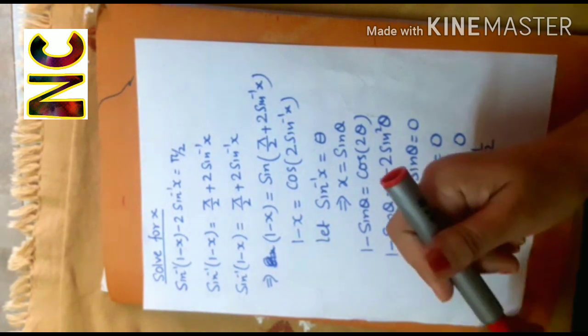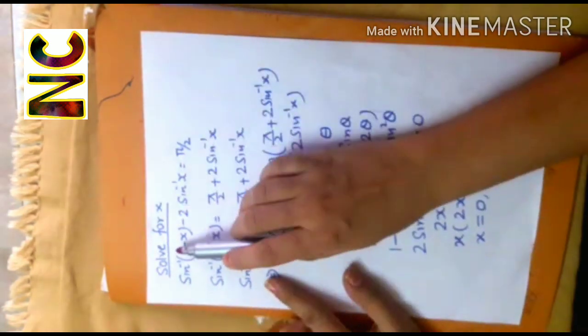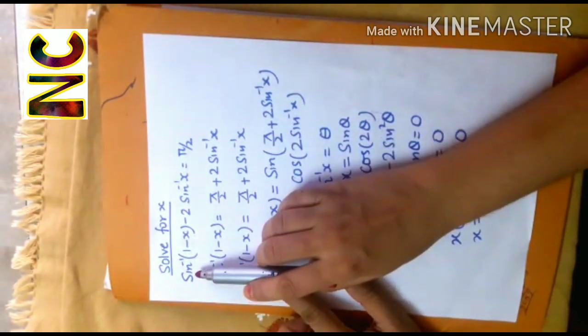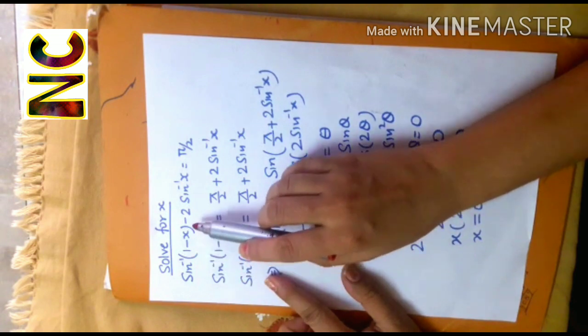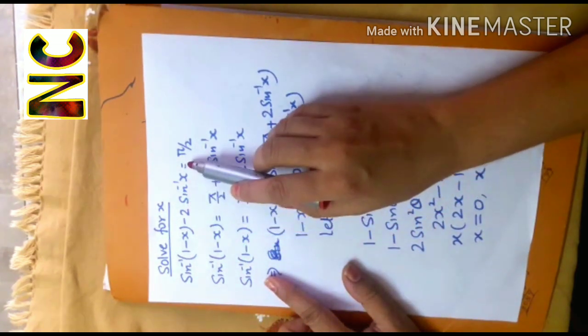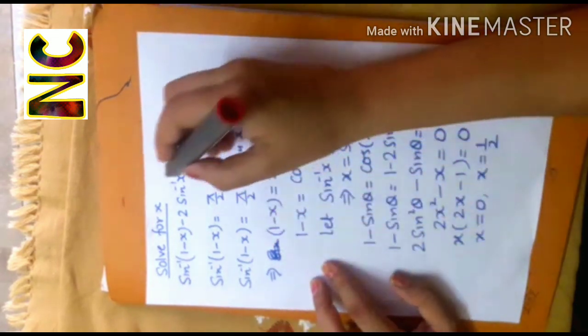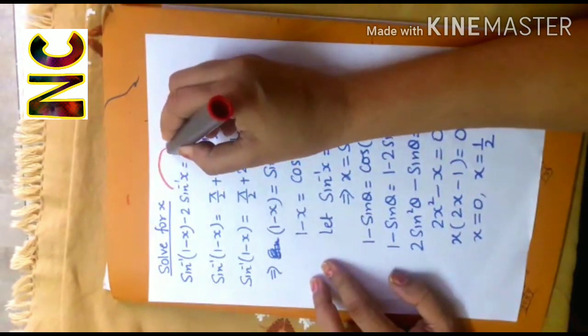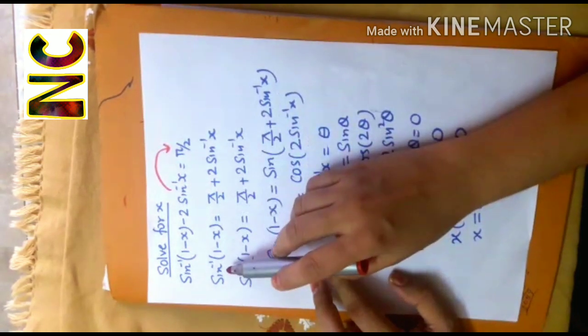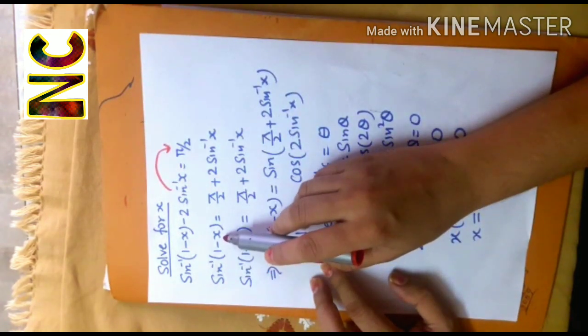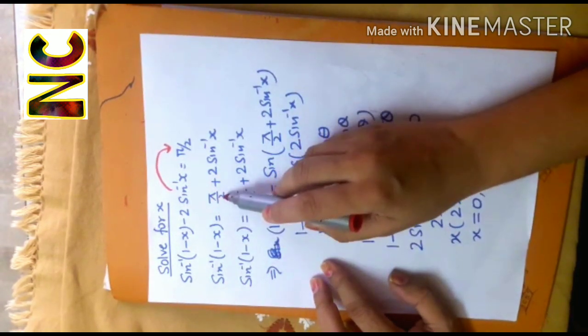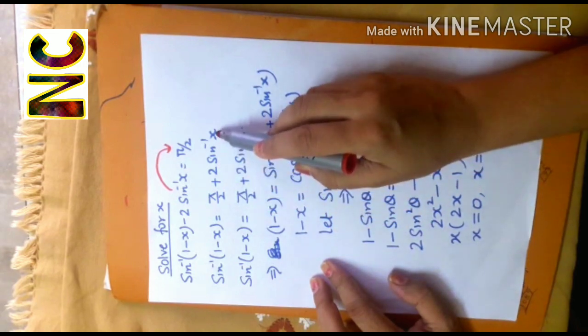Let's take another question. Solve for x. Sine inverse (1 minus x) minus 2 sine inverse x equals pi by 2. First I'll transpose this to this side. So I'll get sine inverse (1 minus x) is equal to pi by 2 plus 2 sine inverse x.